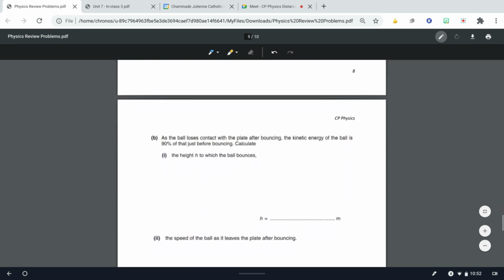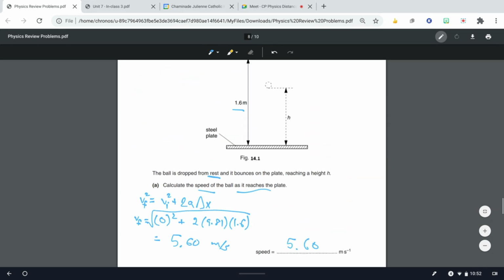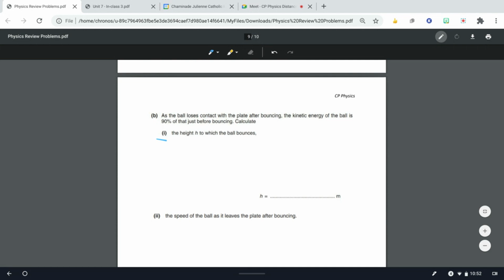For part B, as the ball loses contact with the plate after bouncing, the kinetic energy of the ball is 90% of that just before bouncing. So calculate the height h to which the ball bounces. You just found the velocity just before impact, right? So you can find the kinetic energy just before impact. KE before impact is given by half mv squared.